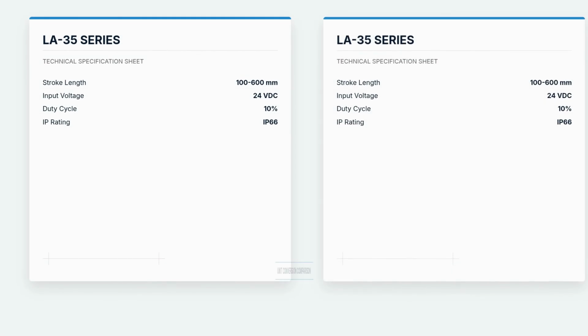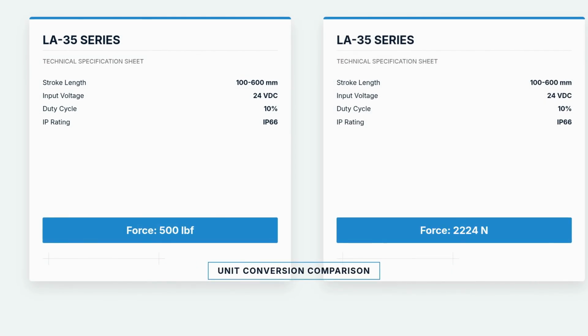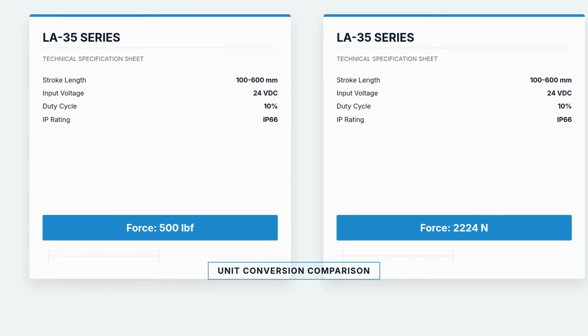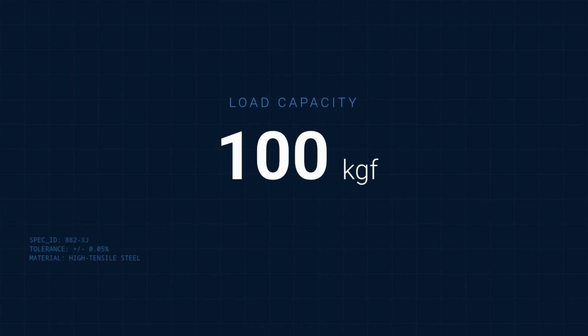You're comparing two actuator spec sheets side by side. One lists its force output in pounds force, the other uses newtons, and then a third datasheet from an overseas supplier throws kilogram force into the mix. Now you're punching numbers into a search bar, second-guessing conversion factors, and wasting time you don't have.